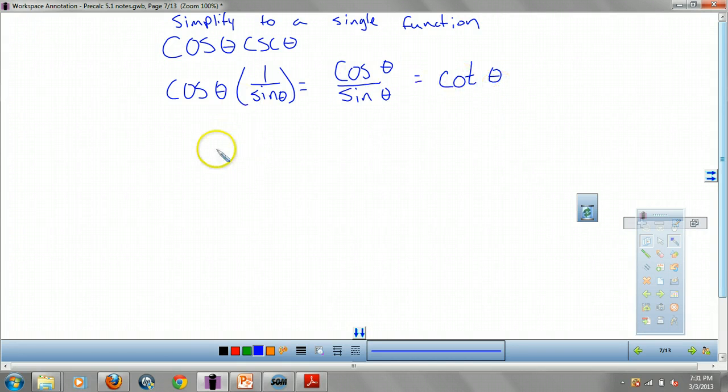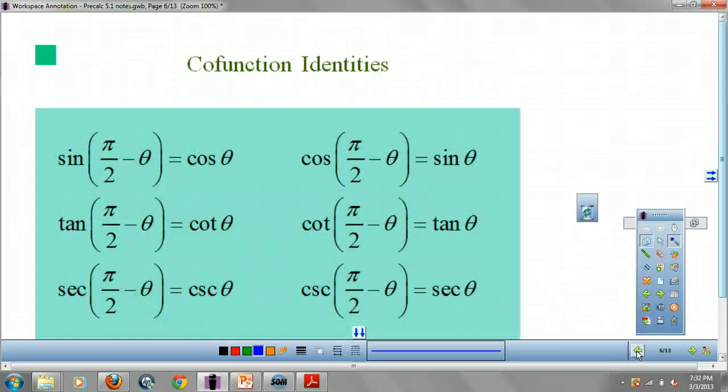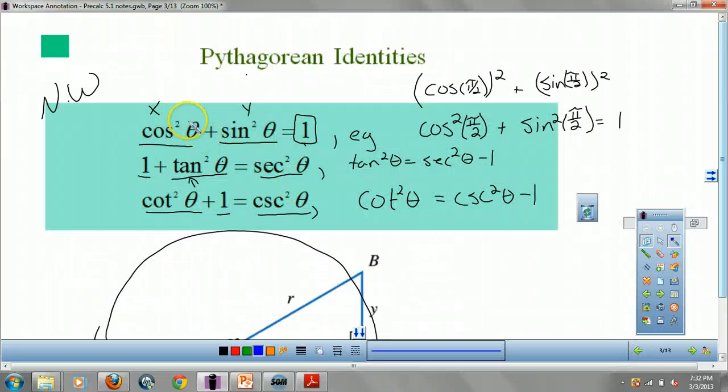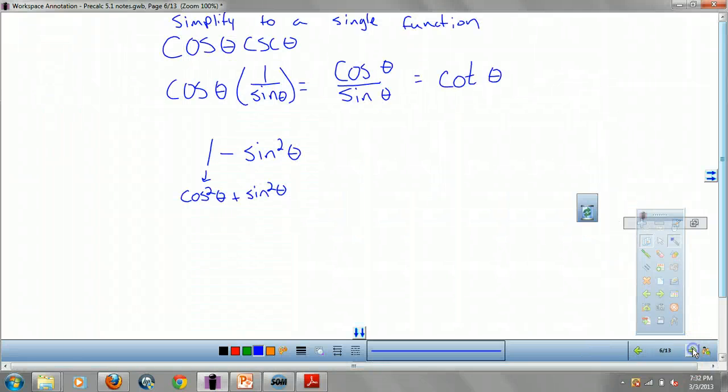Okay, another one you might see is something like, what's 1 minus sine squared of theta? Simplify it. Well, what's 1 equal to? Well, it's equal to cosine squared of theta plus sine squared of theta. From right here. Cosine squared plus sine squared equals 1. Now I subtract from that my sine squared of theta. These cancel. And I'm left with just cosine squared of theta.